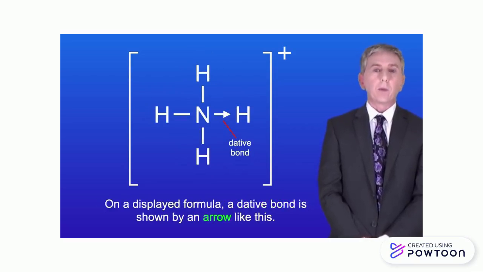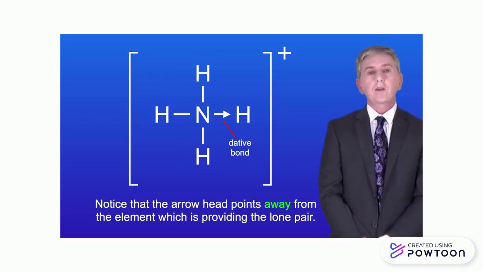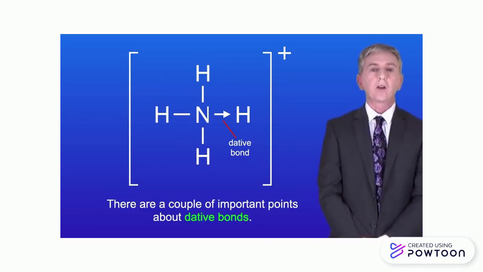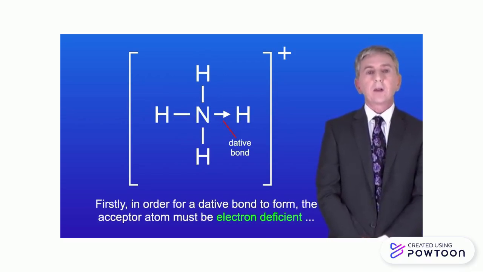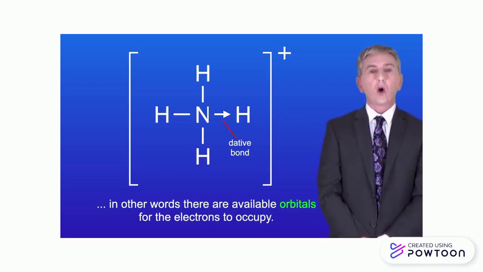On a displayed formula, a dative bond is shown by an arrow like this. Notice that the arrowhead points away from the element which is providing the lone pair. Now, there are a couple of important points about dative bonds. Firstly, in order for a dative bond to form, the acceptor atom must be electron deficient. In other words, there are available orbitals for the electrons to occupy.